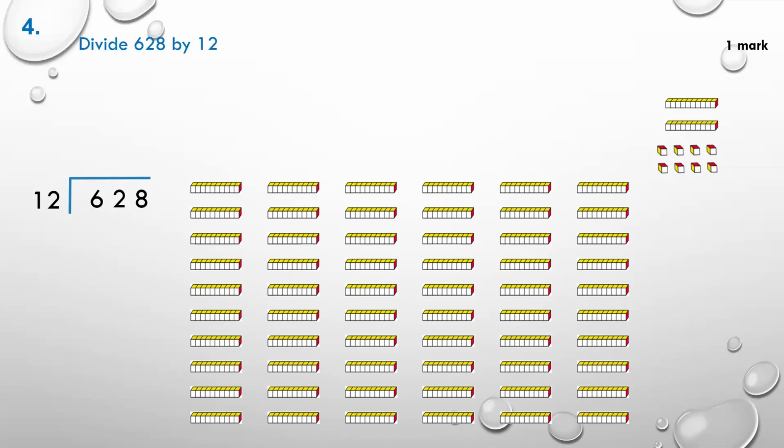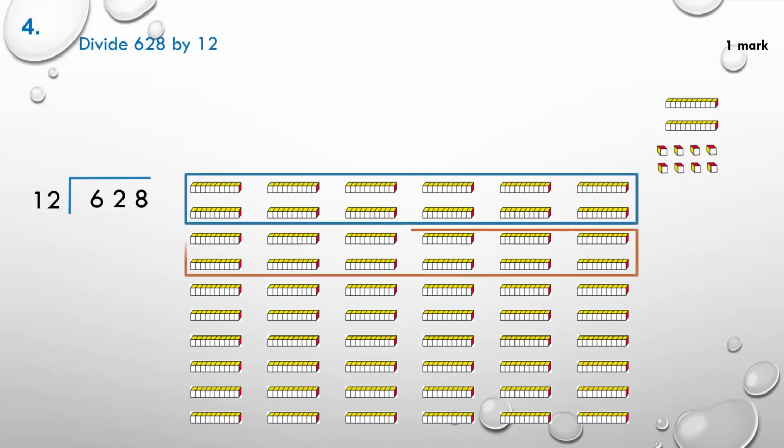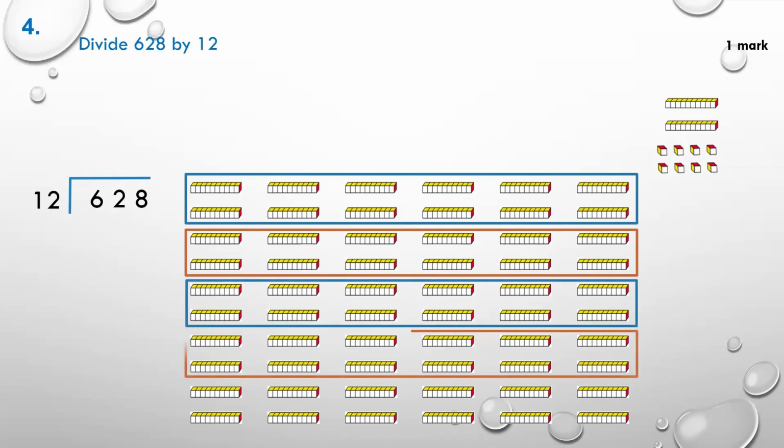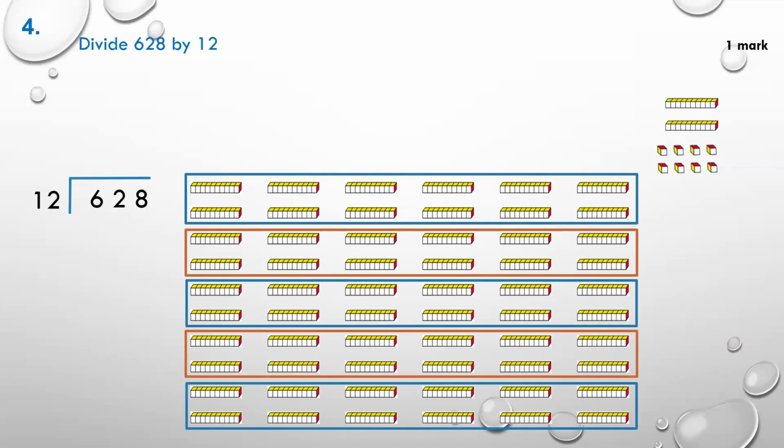If we look, how many columns did we have? 1, 2, 3, 4, 5, 6. So I have 6 in the first row and 6 in the second row. So I can make a group of 6 and 6 is 12, and another group of 12, and a third group of 12, and a fourth group of 12, and a fifth group of 12. Can I make any more of those? No, we can't. So how many groups of 12 did we get? We got 5 groups. That's our answer.